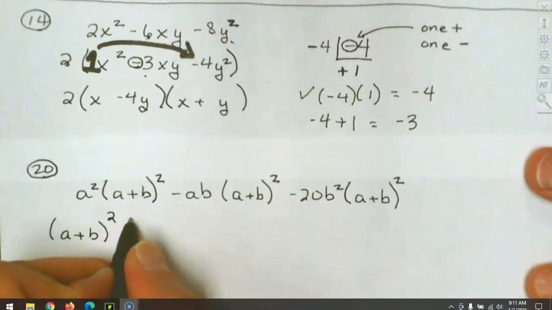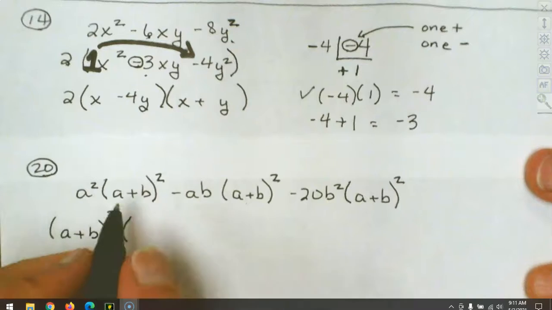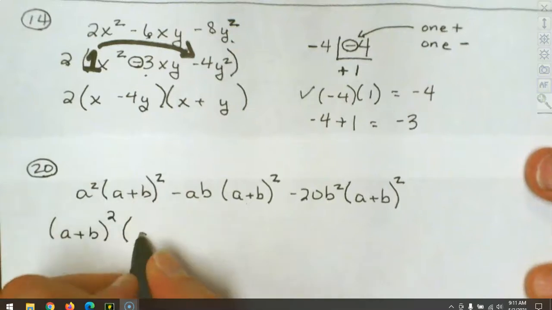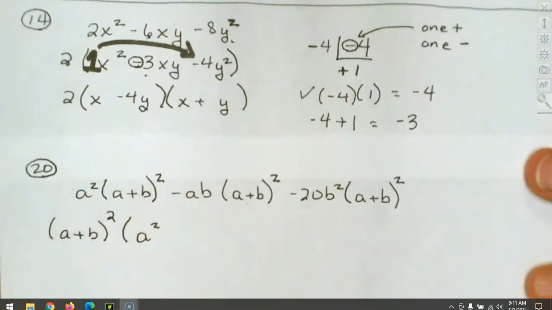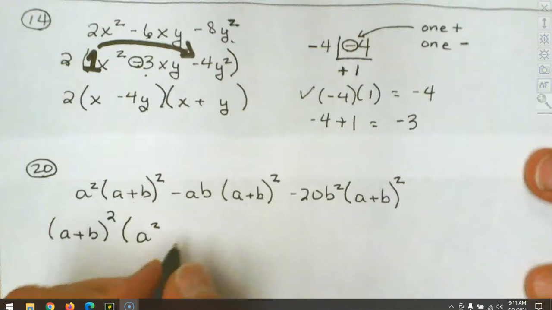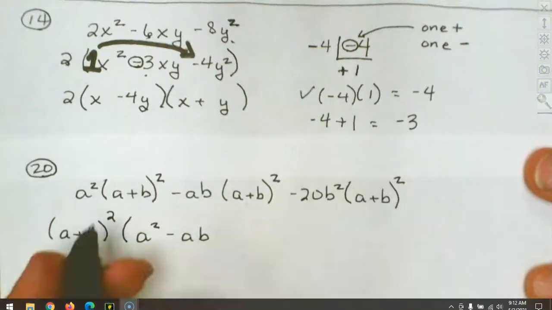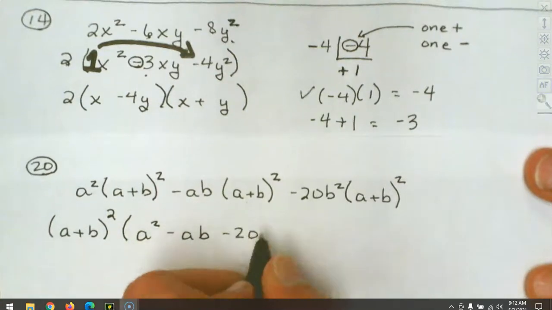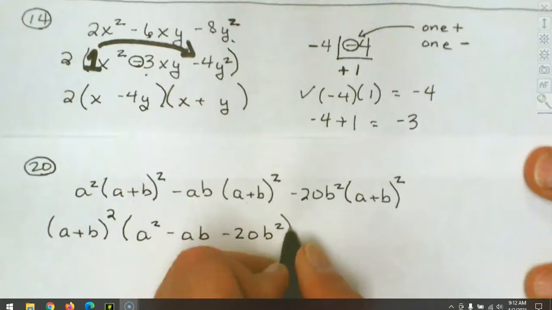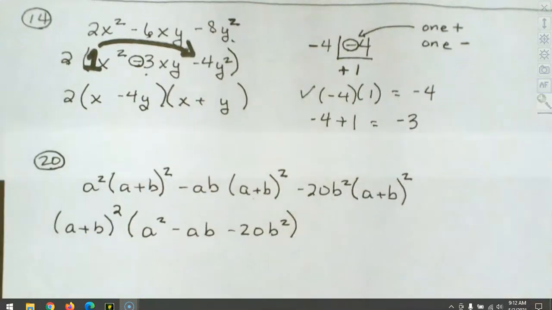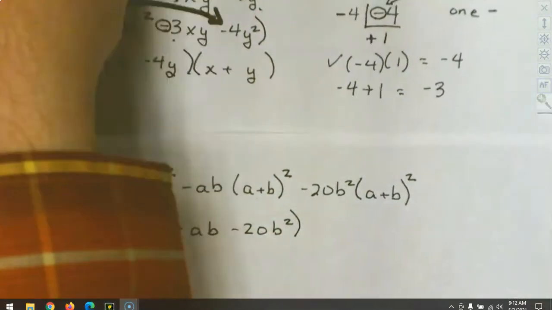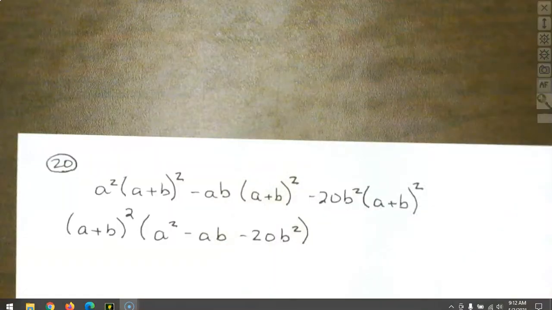Now we just write down what's left over. So that's gone. So that leaves you with an a squared. That's gone. That leaves you with a minus ab. That's gone. That leaves you with a minus 20 b squared. Now it looks like the others. So now it looks a lot easier to deal with.